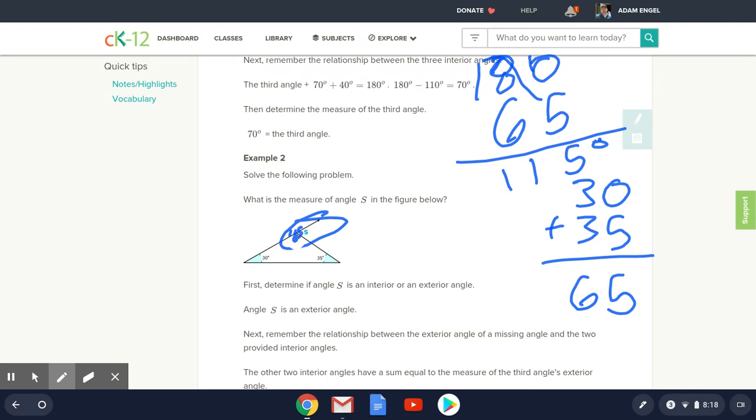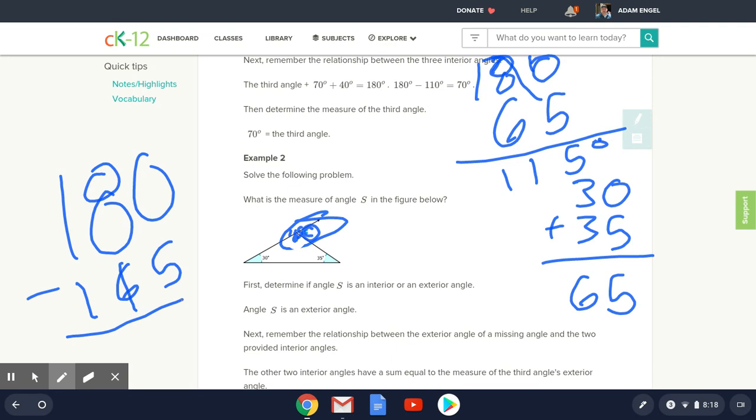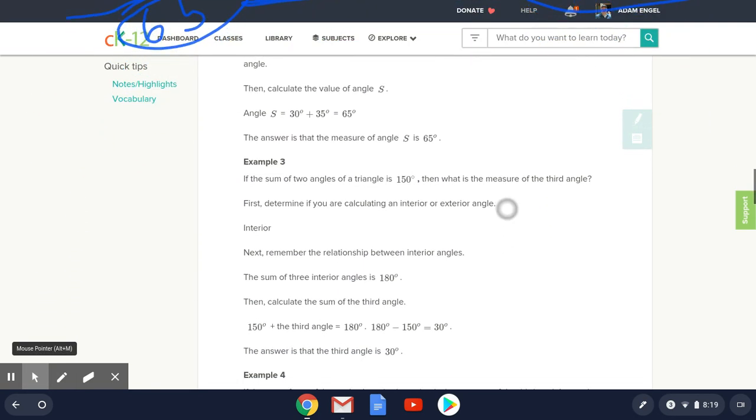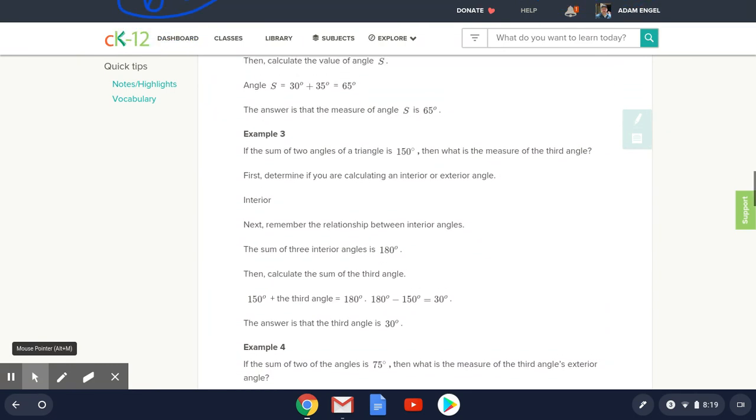Now, my friends, we are trying to figure out S though, right? So what is the difference between 180 degrees and 115? It is 65 degrees. Do you notice how these two numbers are the same? Interesting how that works, right? Again, there is a link on Google Classroom for some extra help if you need another video to help walk you through that.